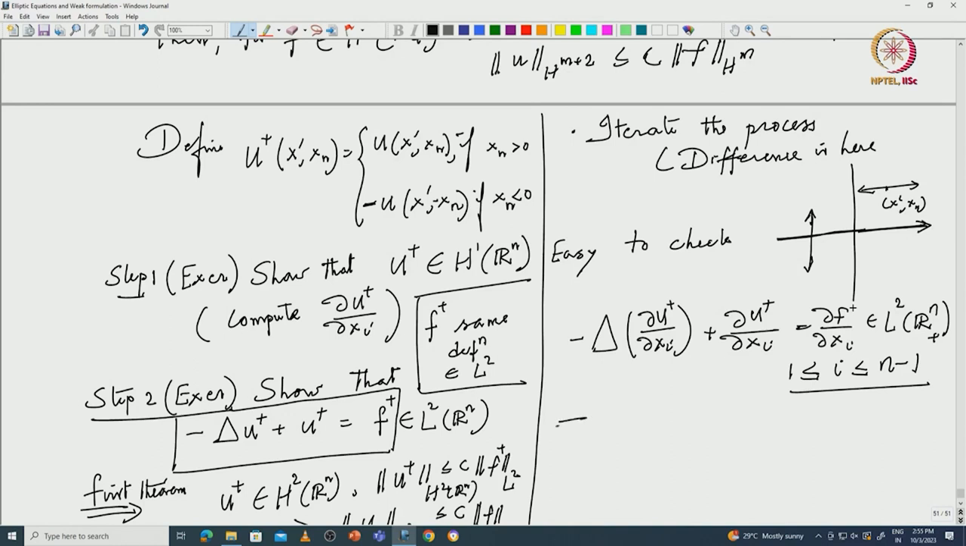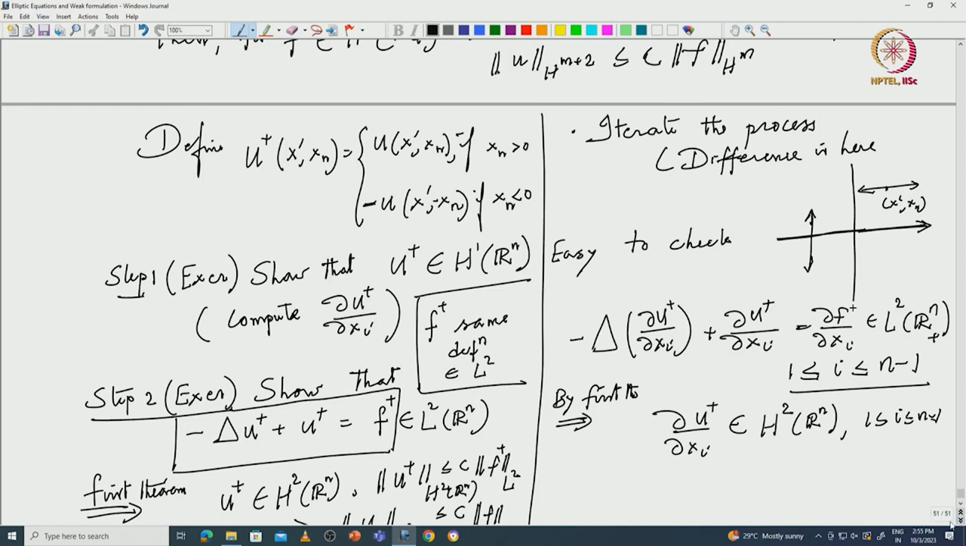So this will imply, by theorem 1, by the first theorem again, du plus by dxi is in H2 of Rn for all 1 less than or equal to i less than or equal to n minus 1. Equivalently, u plus is, no, you do not get u plus in H3 yet, because you do not know du plus by dxn. So that I can't do, but you have to prove that. So we will prove that directly from the equation.